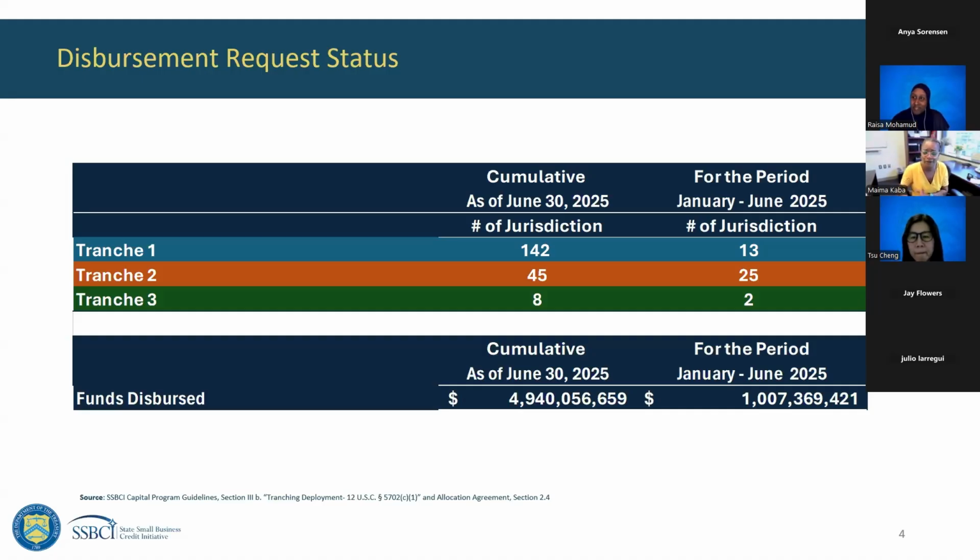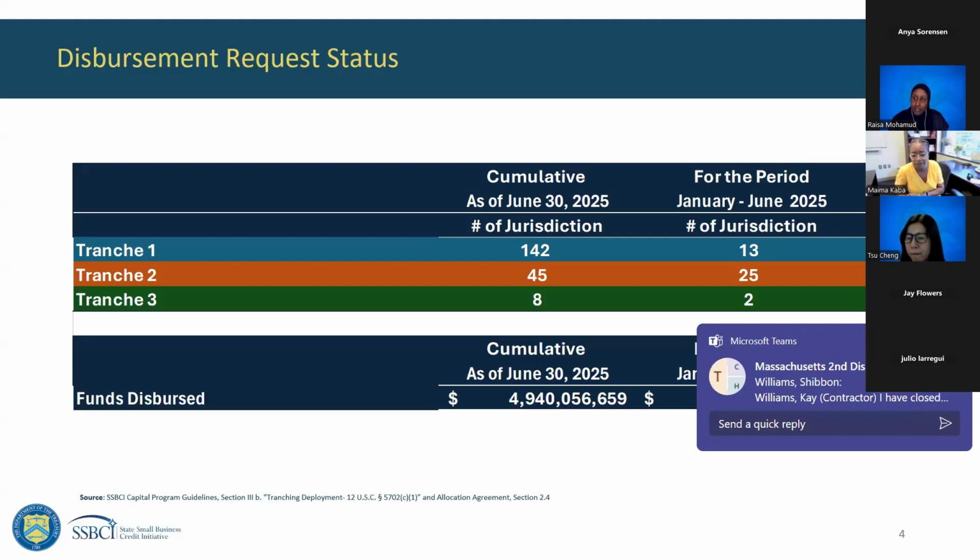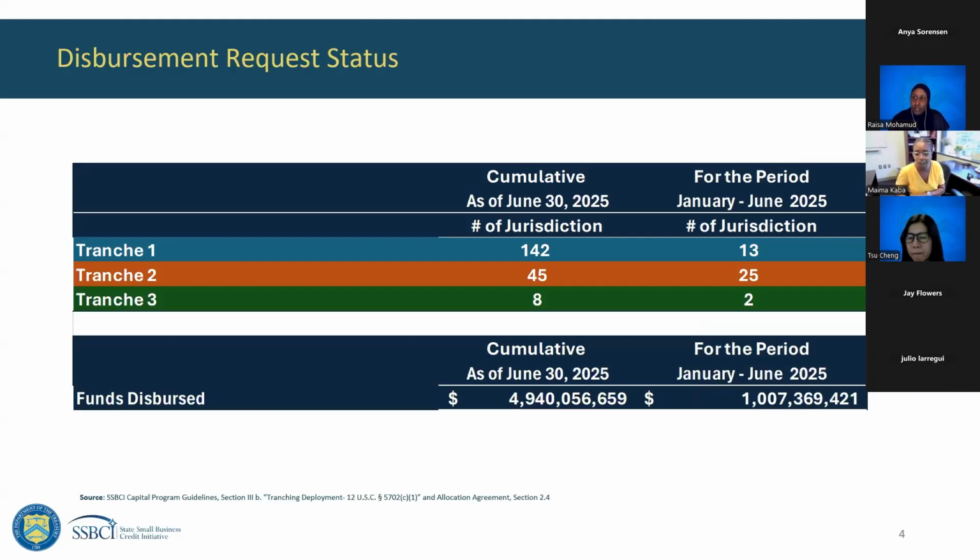As you can see here, like I mentioned, we have 45 in total since we first started this process. And just this year, we've done 25. Mostly they have been second tranche, but we have done some third tranche requests. And for the first part of this year, we've dispersed over $1 billion. So again, we're really, really eager.